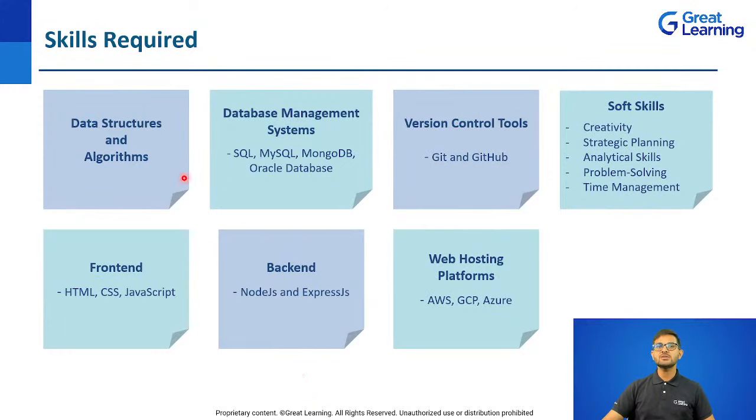So as we were talking about the skills required in the area of software development, first of all, we require the knowledge of data structures and algorithms. That is extremely important. Then database management systems like SQL, MySQL, MongoDB, Oracle Database. So along with data structures and algorithms, you also need knowledge of database management systems or DBMS. Then version control systems like Git and GitHub are most famous. So definitely you need to have the knowledge of version control tools and systems as well if you are planning to get into the field of software development.